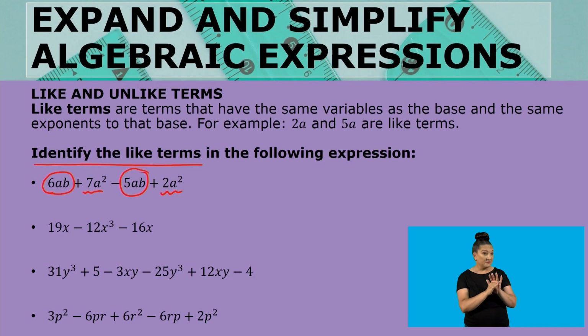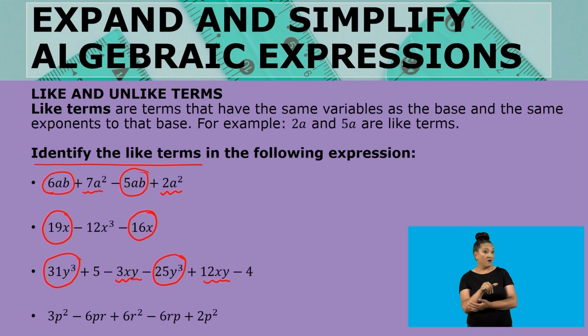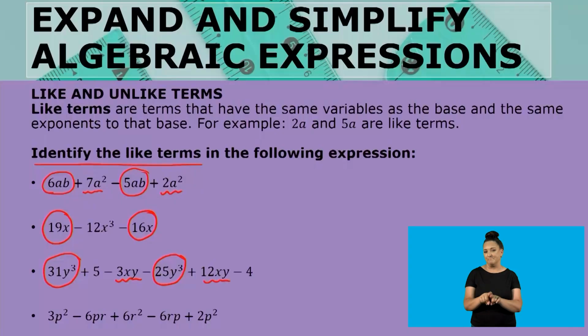Can we identify the like terms? Yes, the like terms are 19x and 16x. Let's look at the next one. Which ones are the like terms in this case? If you are looking at 31y cubed and 25y cubed, then you are correct. Those are like terms. What about 3xy and 12xy? Are they like terms? Yes, they are. Why? Because they both have x and y, and the exponents there are also the same.